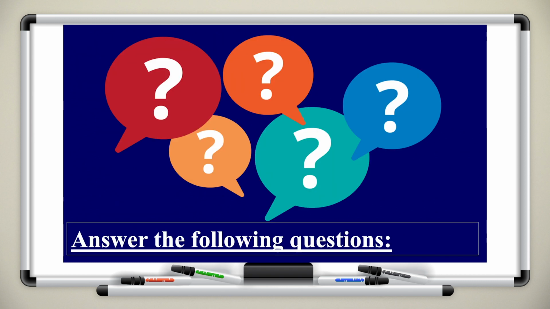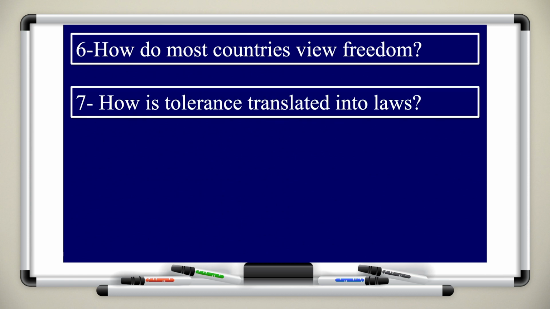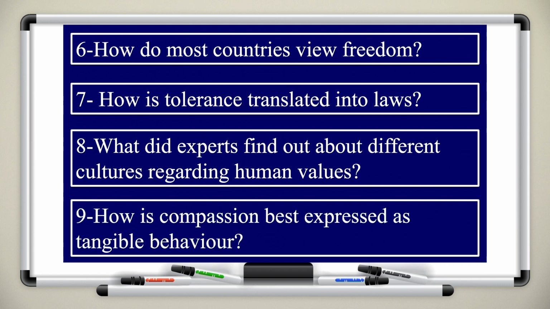After the multiple choice questions, we have the productive questions. Question number 6. How do most countries view freedom? Question 7. How is tolerance translated into laws? Question 8. What did experts find out about different cultures regarding human values? Question 9. How is compassion best expressed as tangible behavior?